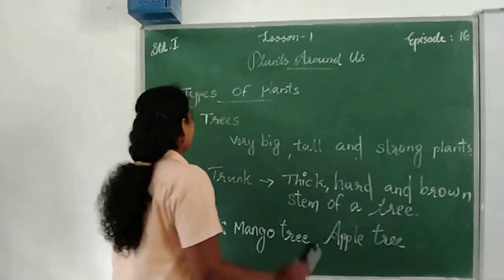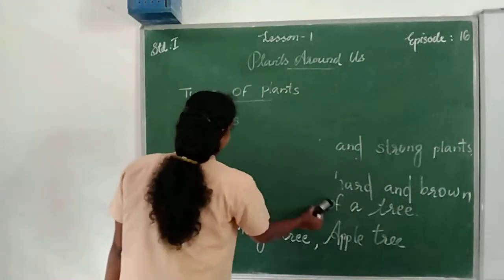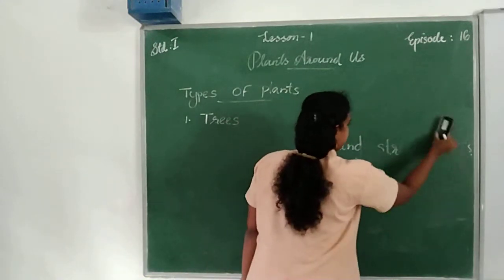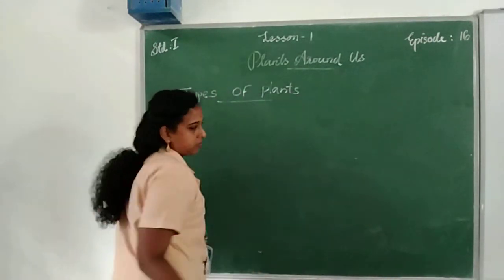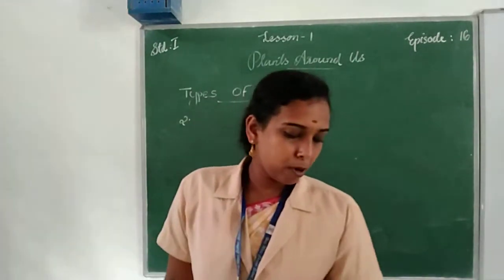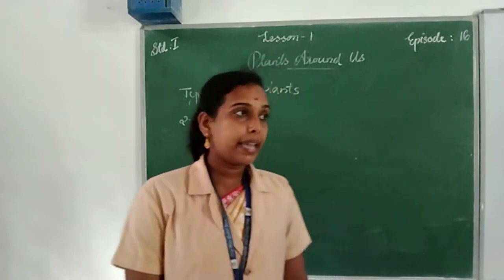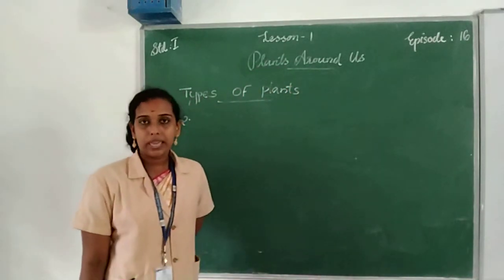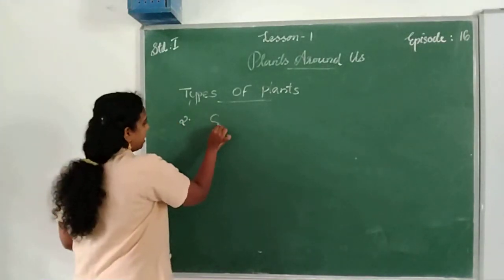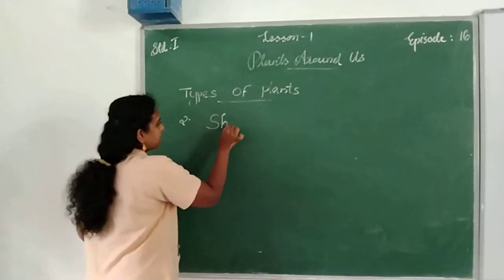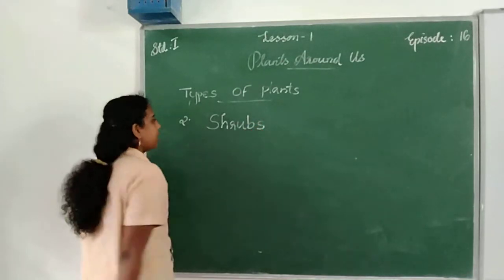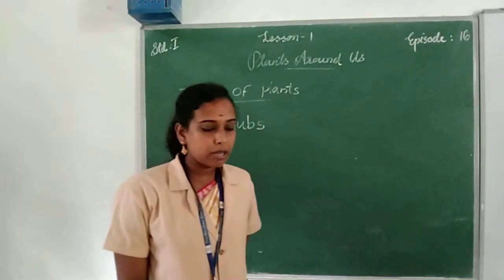Then the next type of plant. The second type of plants are shrubs. S-H-R-U-B-S, shrubs. Say the spelling of the word shrubs. S-H-R-U-B-S, shrubs. So what do you mean by shrubs?